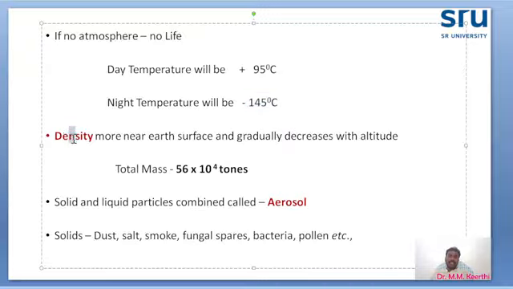What is the density? The total mass of the atmosphere is 56 into 10 to the power of 4 tons. Another important concept is called aerosol. Aerosol is nothing but a combination of solid and liquid particles. What are the solid portions? Dust, salt, smoke, fungal spores, bacteria, and pollen. These are all the solid portions.